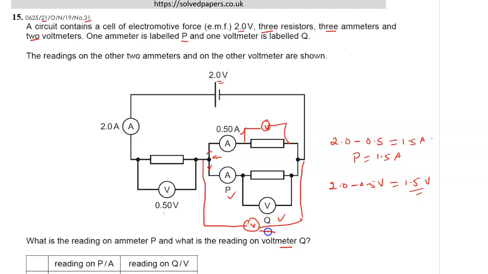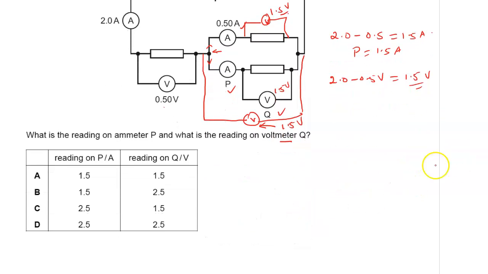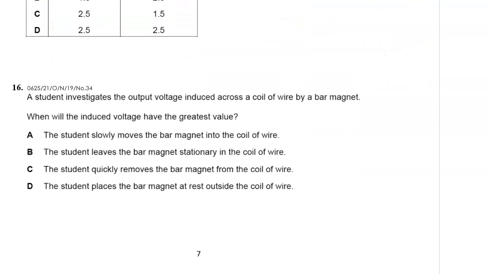So this voltmeter here will be 1.5 volts, same as this one here, 1.5 volts, and this one here, 1.5 volts. So you look for that in the multiple choice, and therefore you'll find the reading for P will be 1.5, the reading for Q will be 1.5. So the answer there is A.